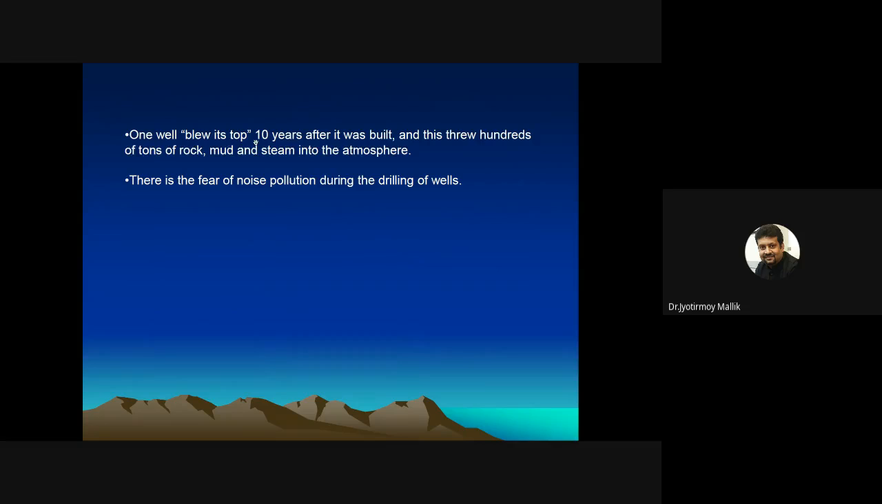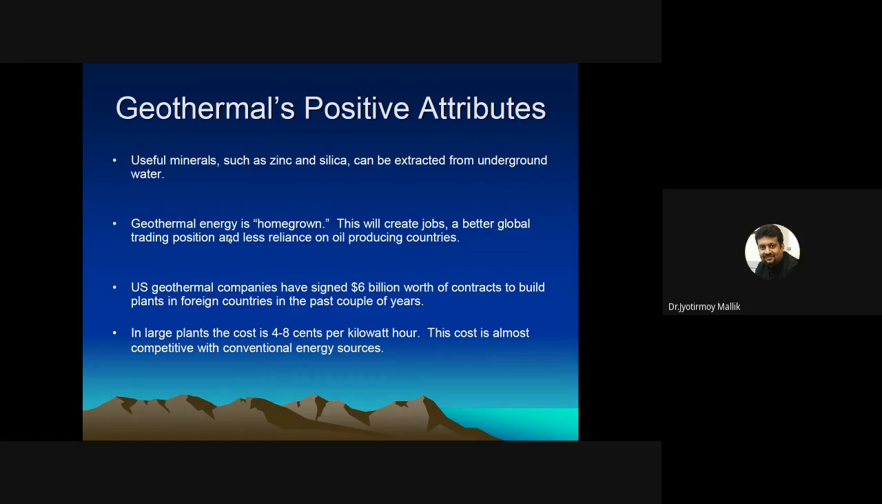One well blew its top 10 years after it was built, and this threw thousands of tons of rocks, mud, and steam into the atmosphere. But such incidents only happen once in a blue moon. There is a fear of noise pollution while drilling the wells. Well, that happens everywhere.